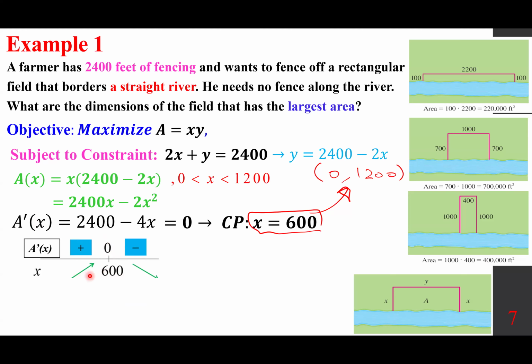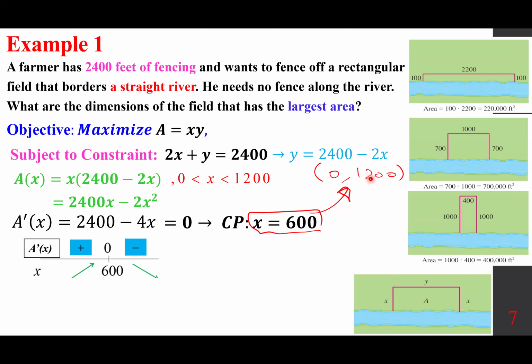To the left of that, pick, for example, 0 and plug in, you get 2400, positive. To the right, for example, 1000, minus 4 times that is minus 4000. 2400 minus that is negative. So positive and negative means increasing, decreasing. As we move from increasing to decreasing, it creates a local max. However, we said there is only one critical point and an open interval, so local becomes absolute. That's what we were explaining in the previous paper. And we're done with that.